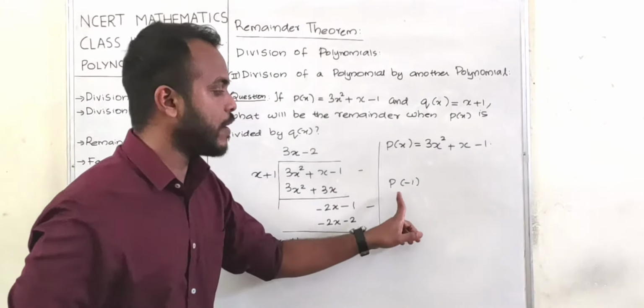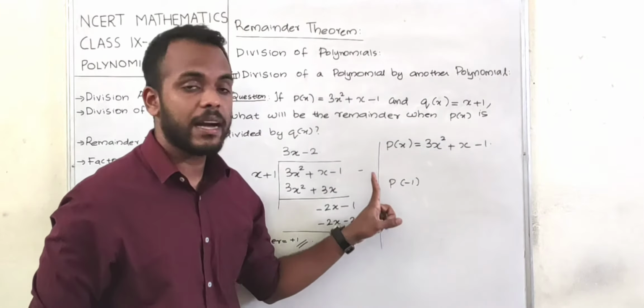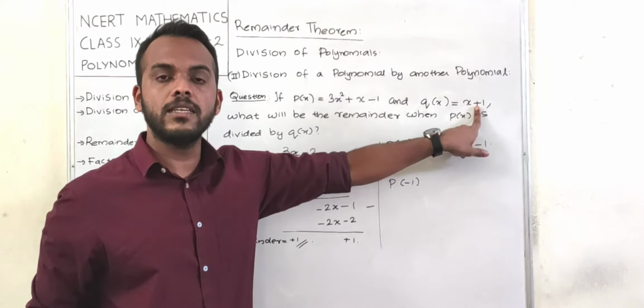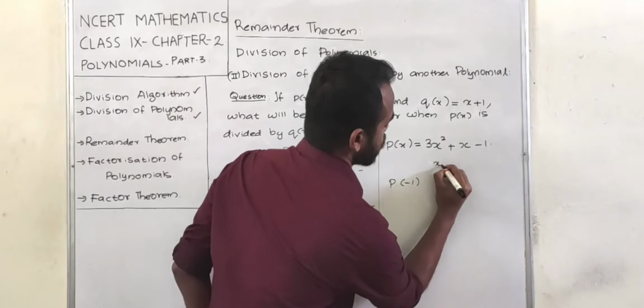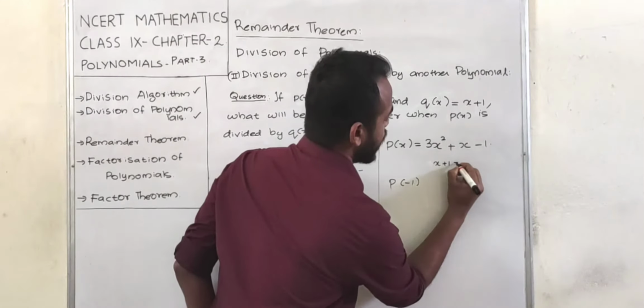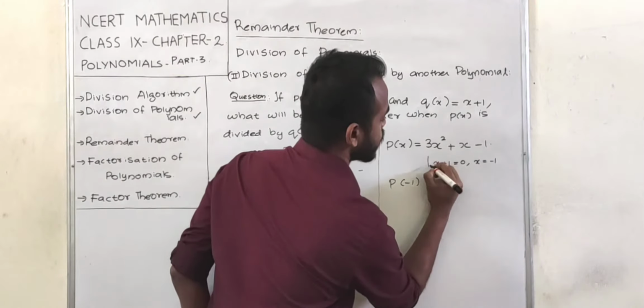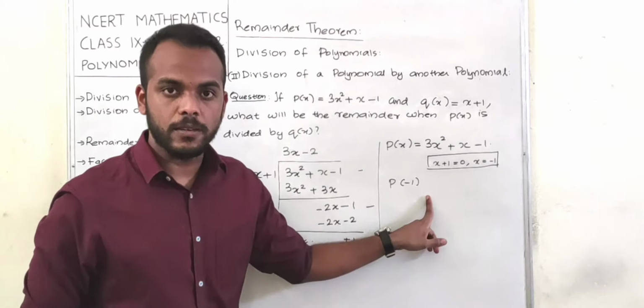You know how to find the value of p of minus 1. Why have I taken p of minus 1? Because it was x plus 1 that was said to be divided. So x plus 1 was given, and we will equate it to 0. Then what will you get? X is equal to minus 1. That is why we choose p of minus 1.